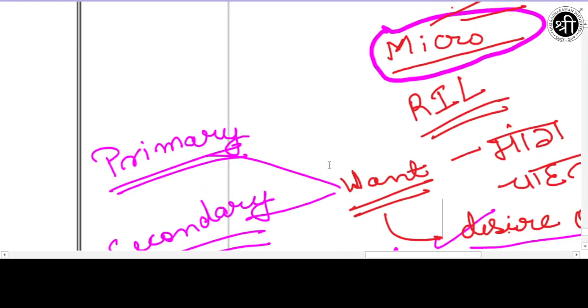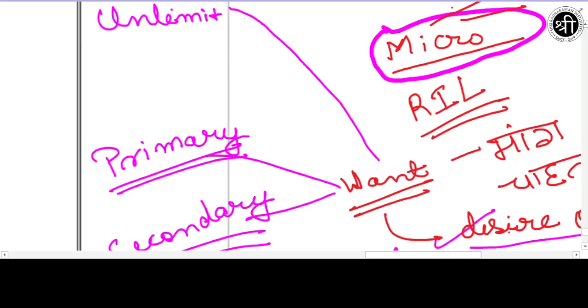Okay, now there are certain characteristics of human wants. Means human wants possess some basic features or characteristics. So the first one among them is wants are unlimited. Yes, and that is the most basic characteristic of a human want, that human wants are unlimited. You had a want, you satisfied that want. After the satisfaction of that want, a new want will arise.